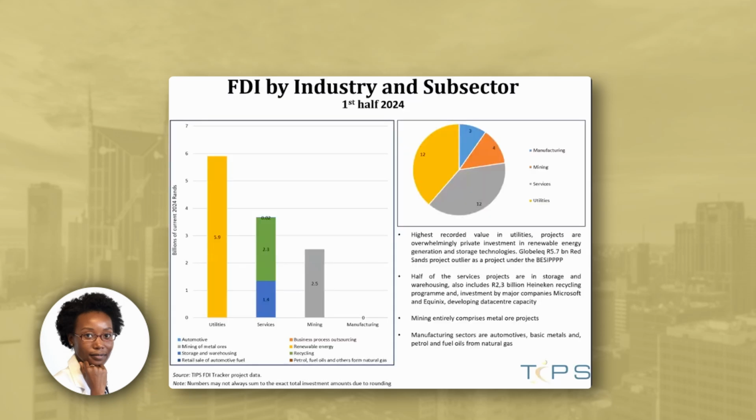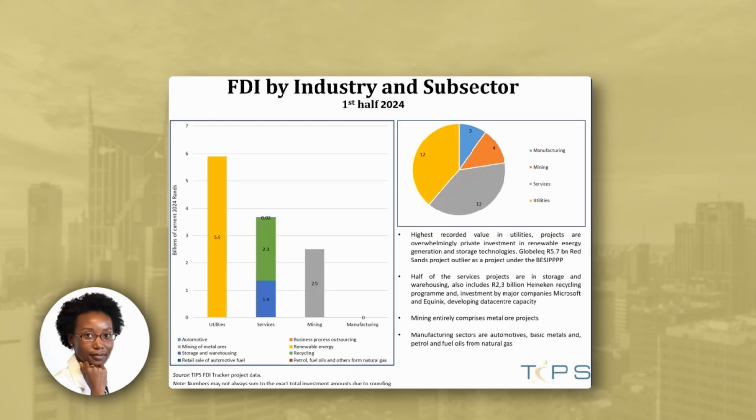So just briefly, foreign direct investment by industry and sector. Utilities recorded the highest value. This is overwhelmingly private investment in renewable energy generation and storage. The biggest project was the Red Sands project, 5.7 billion, which is under a government program, the Battery Energy Independent Power Producer Program. Then in terms of services, half of these were in storage and warehousing, and mining was completely in metal ore projects.